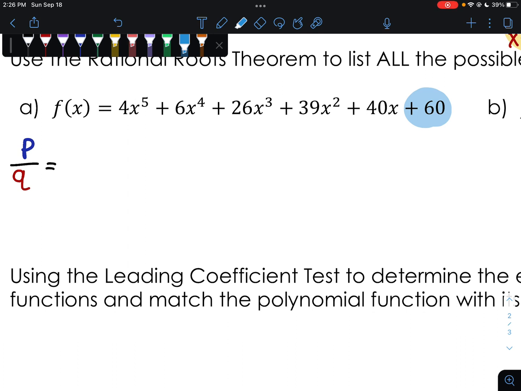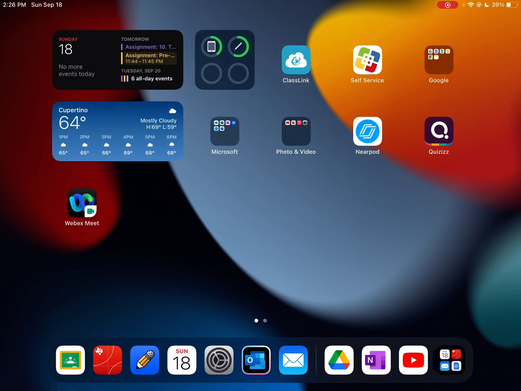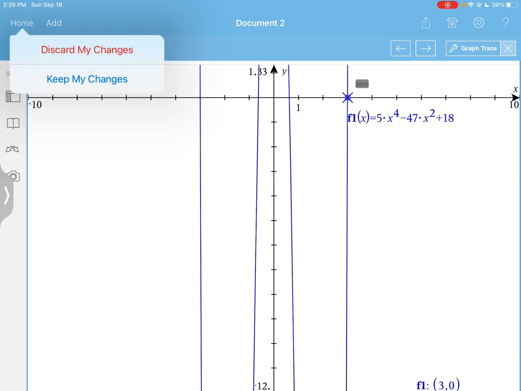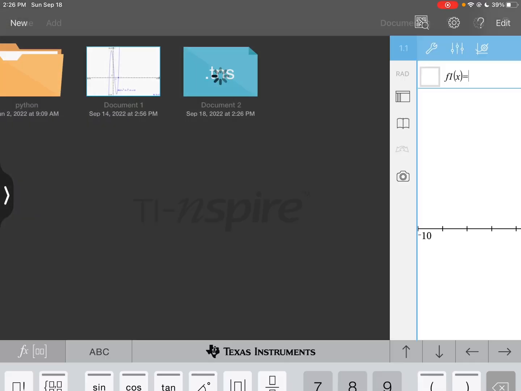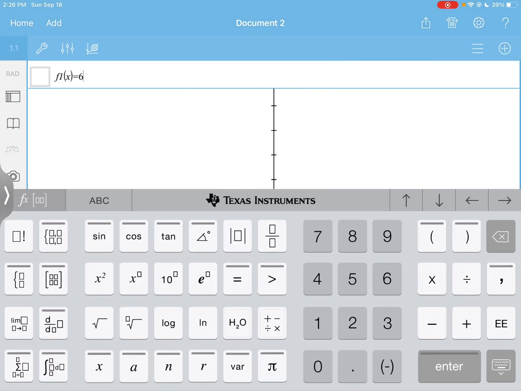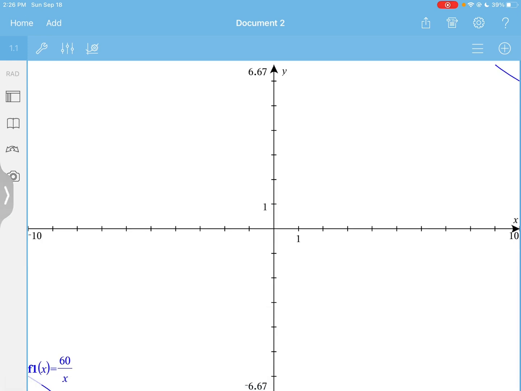So I'm going to show you how you can use your calculator to find these factors. We're going to go to our calculator. We're going to add a new graph. Okay, and I have a new graph, and we're going to type in 60 divided by x. So whatever number we want to find the factors of, divided by x. Okay, and we're going to press enter. We don't care what the graph looks like. We just want to look at the table.